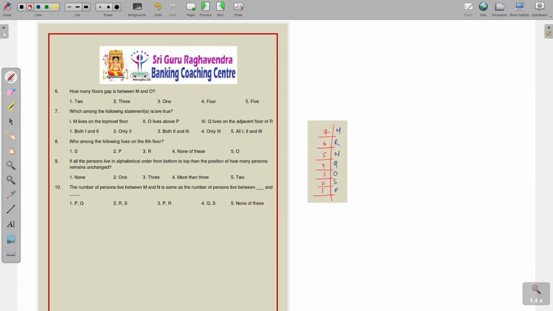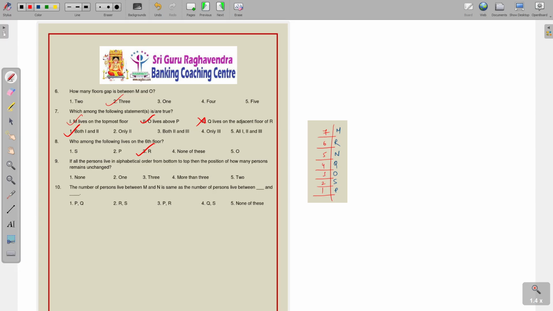See the first question, question number 6. How many floors gap between M and O? So, between M and O there are 3 persons. Which among the following statements are true? M lives on the topmost floor, correct, and O lives above P, it is also correct. Q lives on the adjacent floor of N, this one is not correct, only 1 and 2 correct. Who among the following lives on the 6th floor, that is R?